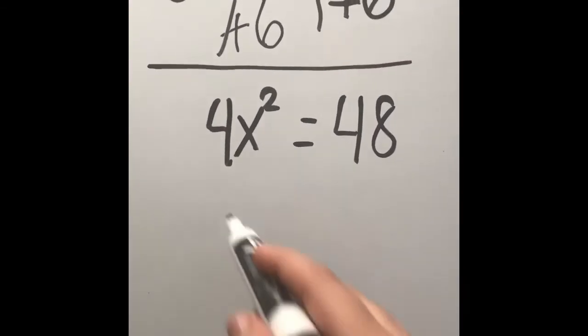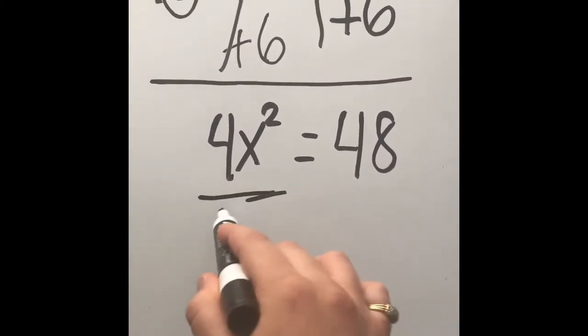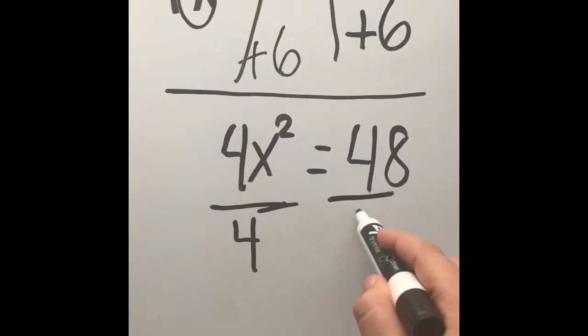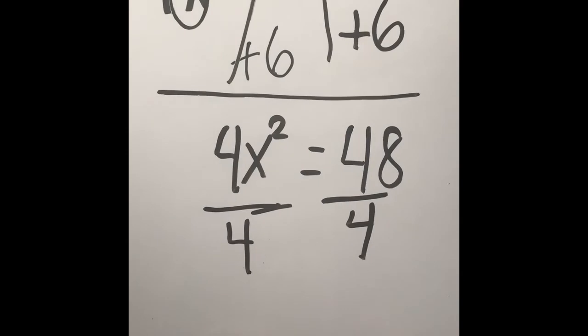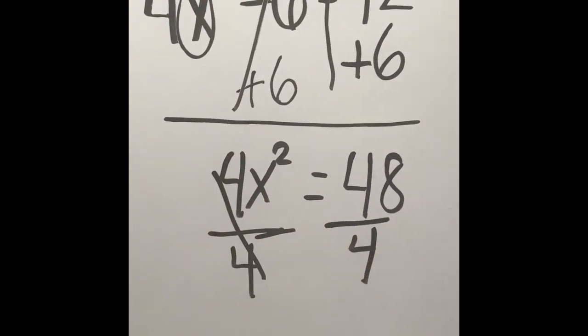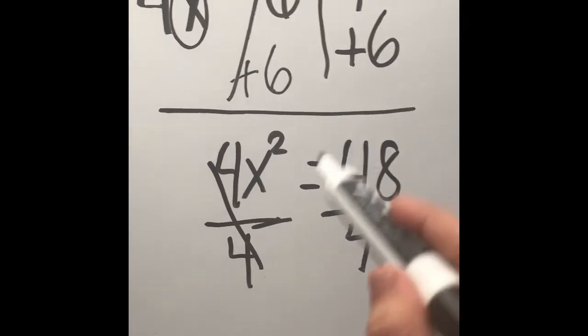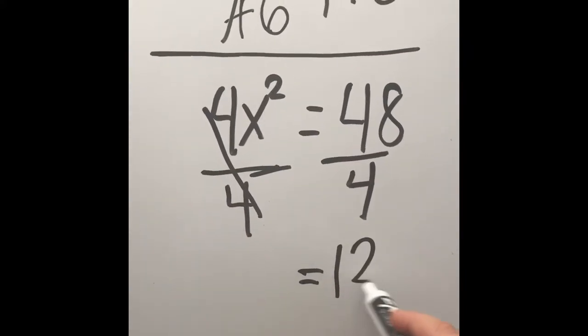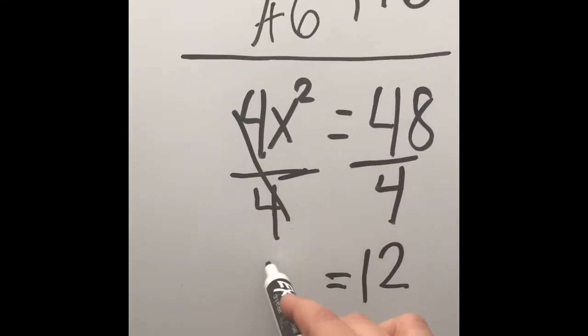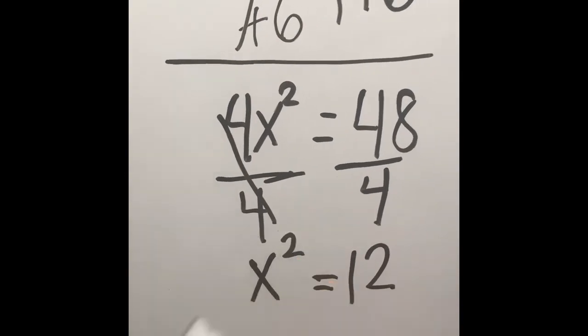Next, we have to divide both sides by 4 because the 4 and the x squared are being multiplied, so its inverse operation is to divide. On the left, they cancel out, and on the right, we have 48 divided by 4, which is equal to 12. On the left, we're only left with an x squared.